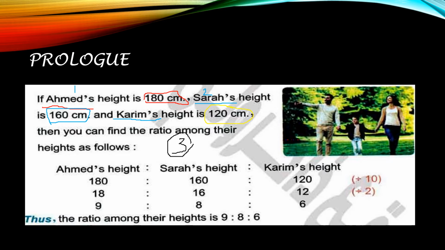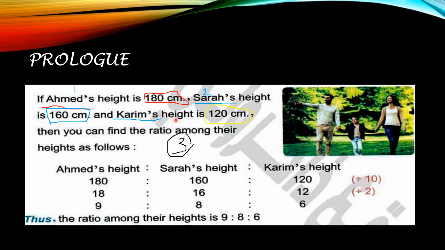Number 1 is Ahmed's height. Number 2 is Surah's height. Number 3 is Kareem's height. So we know that when we figure out a ratio, we have 2 terms that are really important. We have the antecedent and the consequent.